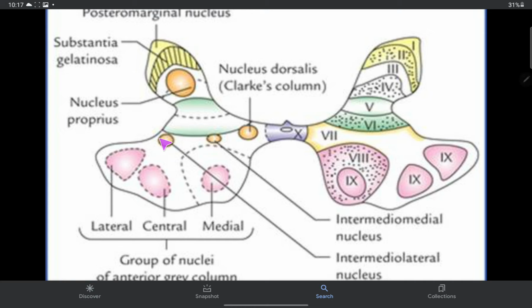So in the anterior horn we have the lateral group of nuclei. It is for supplying the limb muscles, that is the upper limb muscles and lower limb muscles, and we have the medial group. It is for supplying the axial muscles, and then we have the central group. The central group innervates the phrenic nerve, that is C3, C4, C5, and the spinal part of the accessory nerve, that is C1 to C5.